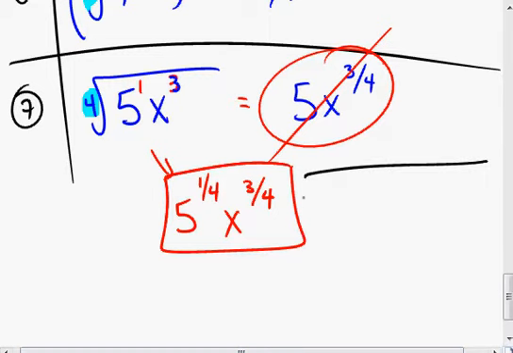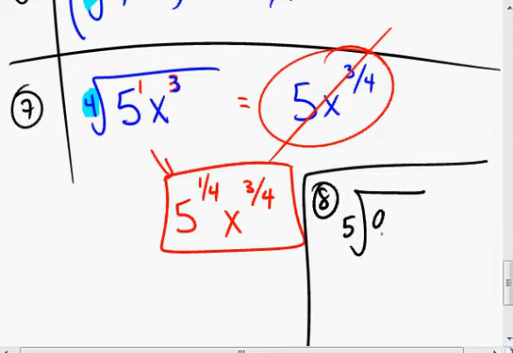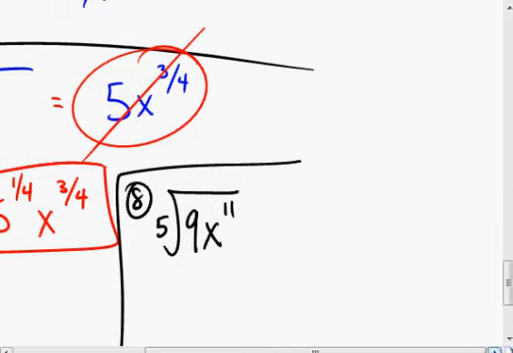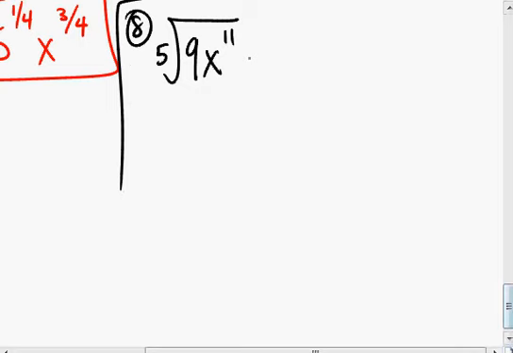Try one more like that. Number 8. Let's try the 5th root of 9 x to the 11th. Good. 9 to the 1/5, x to the 11/5.